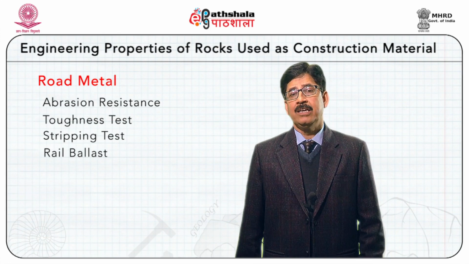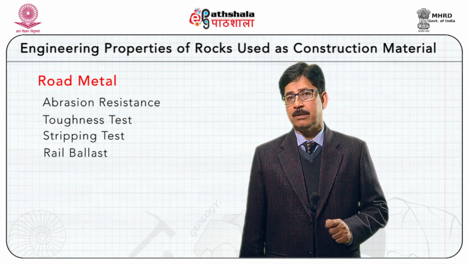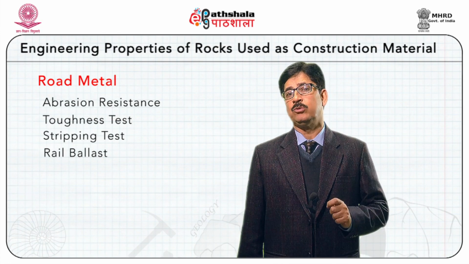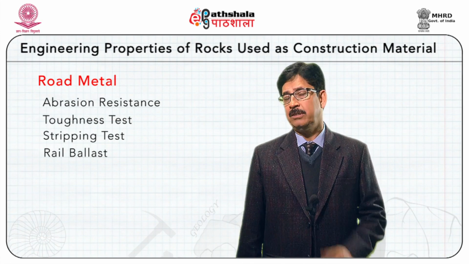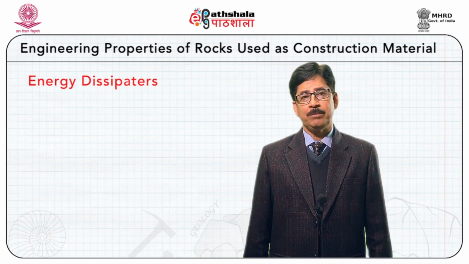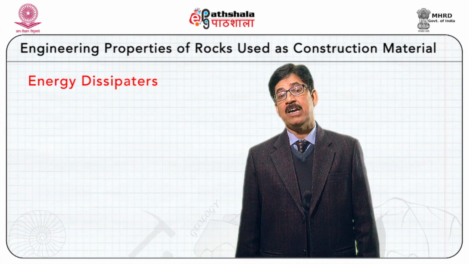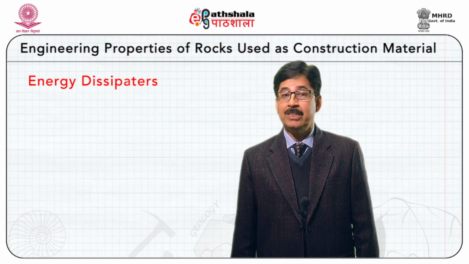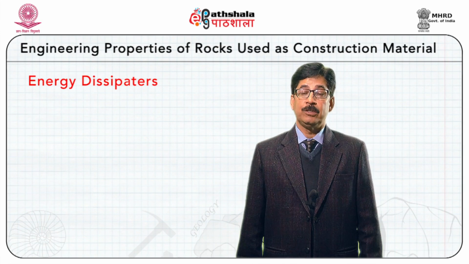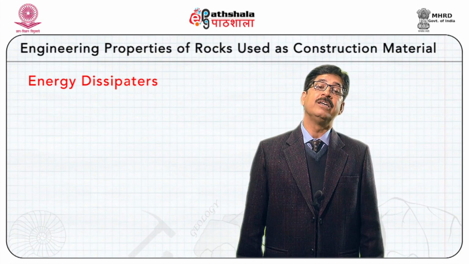So that's why rail ballast should be made of rocks that have very high resistance to abrasion. That is an important factor. Then we are using rocks as an energy dissipator along the coastal areas, where we have to protect the coast from erosion, and along the river banks, where again we have to protect against the shifting of rivers or erosion by rivers.